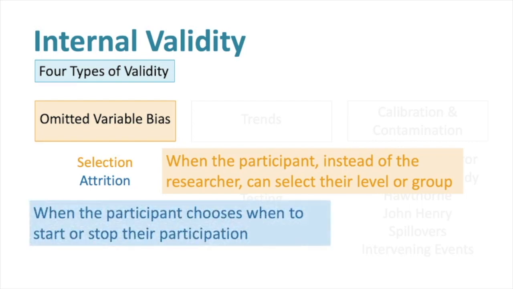The other one is attrition. That's when the participant chooses when to start or stop their participation. So if you're in a study where they can choose when to come in or when to leave, that is going to impact your results because there's going to be outside or internal forces of that individual or around that individual that is going to be helping them make that decision. And if we don't control for those factors, the results will be biased as well.